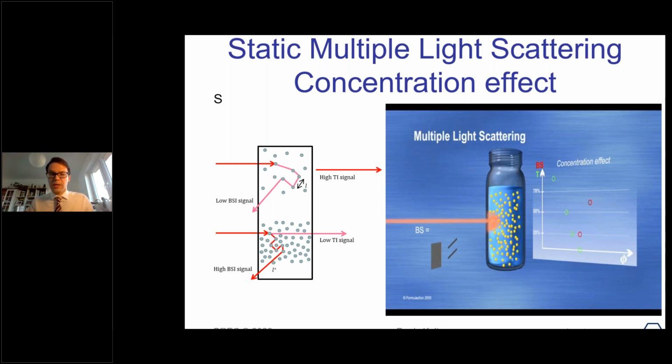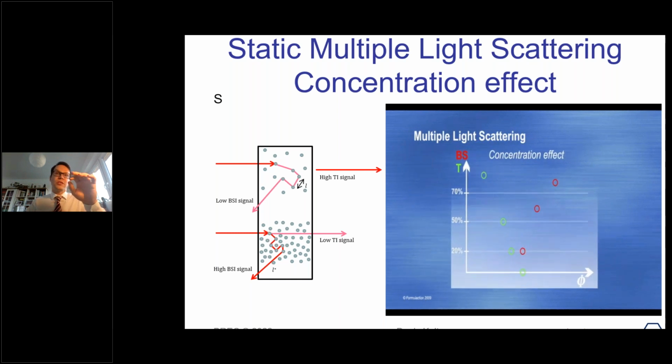So I will talk about that in a little bit more detail once the cartoon finishes. The plot of the concentration, as you can see, the green dots and the red dots, follow an intuitive approach where if you increase the phi, which is the volume fraction of your dispersed material, you basically kill off the transmission and increase the backscattered signal.